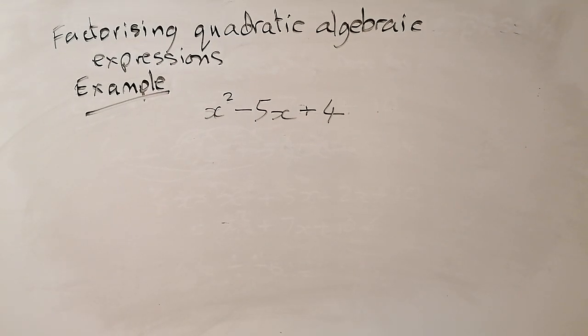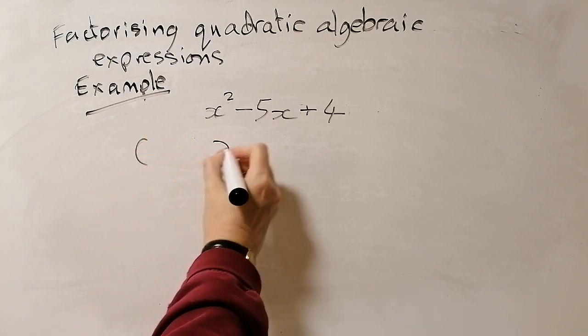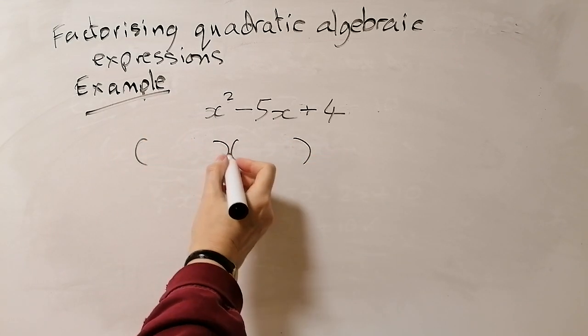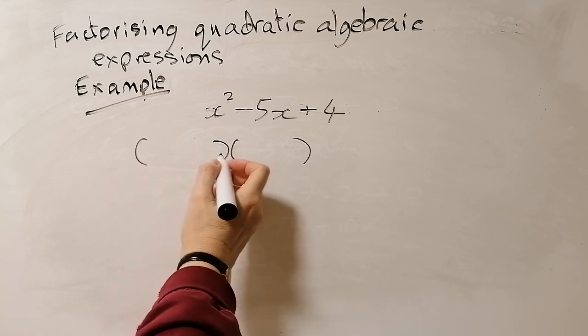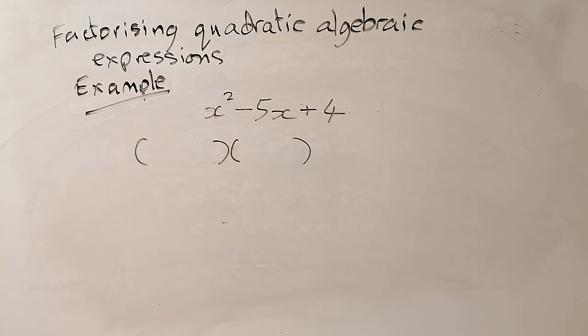Here's another example of a quadratic algebraic expression which we're going to factorise. Now this time you'll notice that I've got a minus sign in there. We're going to follow the same method that we did in video 1 of this, which is we're going to put two brackets there, and this just means that every term in this bracket will be multiplied by every term in that bracket. We don't need to put a multiplication sign in there.